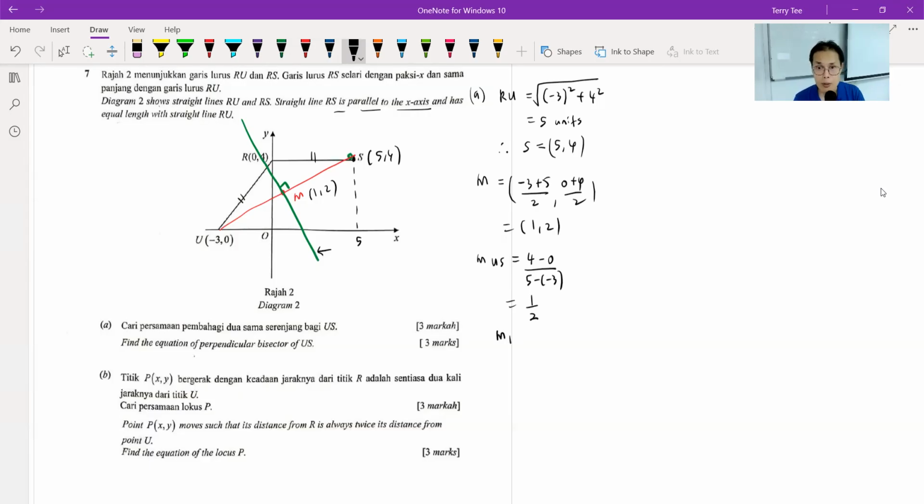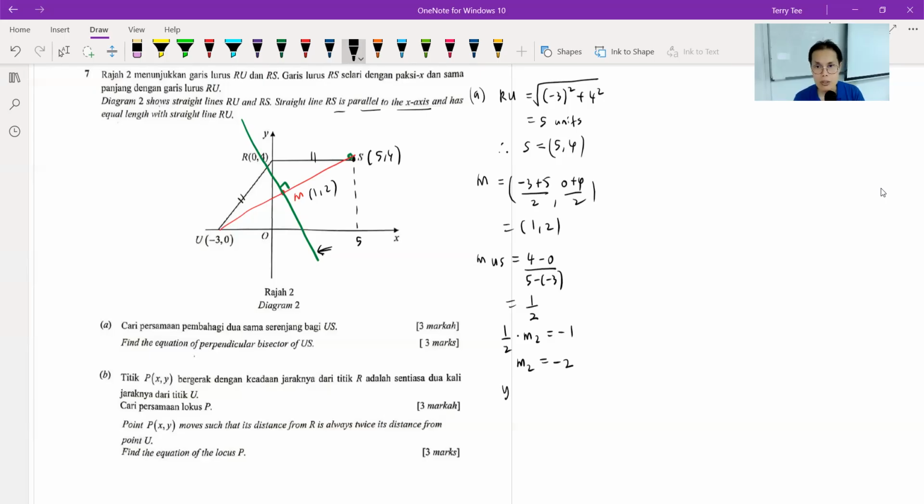Remember, m1 times m2 equals -1 when two lines are perpendicular. The gradient of the first line is now half. I'm going to put half here. To find the gradient, we just multiply over, and you get -2. So this green line has a gradient of -2.